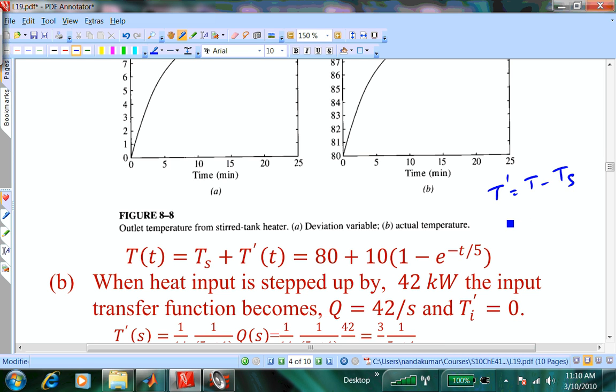So if that is the case, what should T be? T should be equal to T prime plus Ts, the steady state plus the deviation expression. The steady state value was 80, plus the deviation expression. Now we can plot that again, with easy plot or whatever. That will give you, in real numbers, the change in the temperature. Any questions on that?